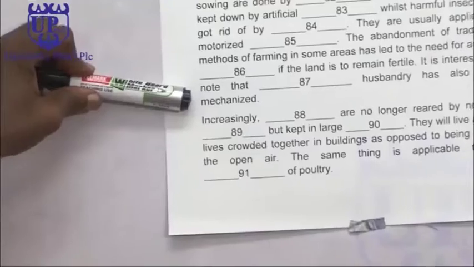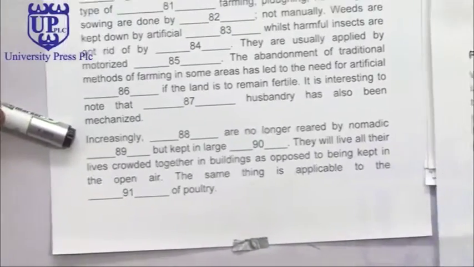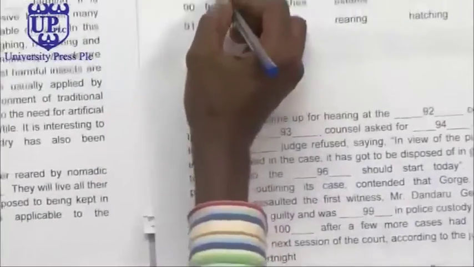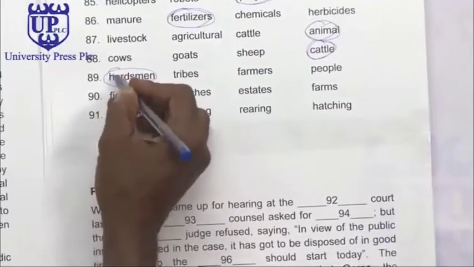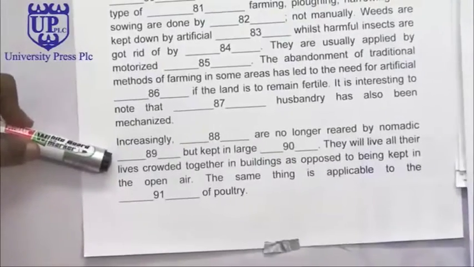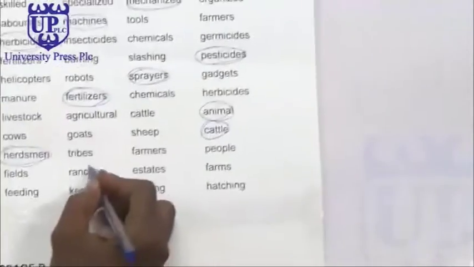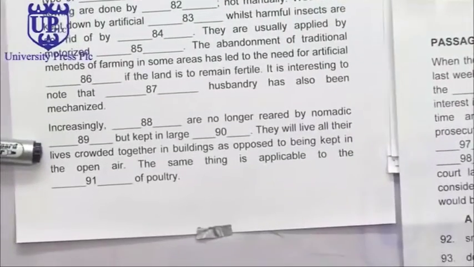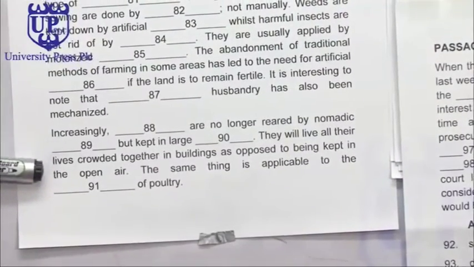Has also been mechanized. Increasingly, cattle are no longer reared by nomadic what? Herdsmen. Talk about herdsmen, nomadic herdsmen. But kept in large what? Large ranches, where they keep cattle, all right? They will live all their lives crowded together in buildings as opposed to being kept in the open air.